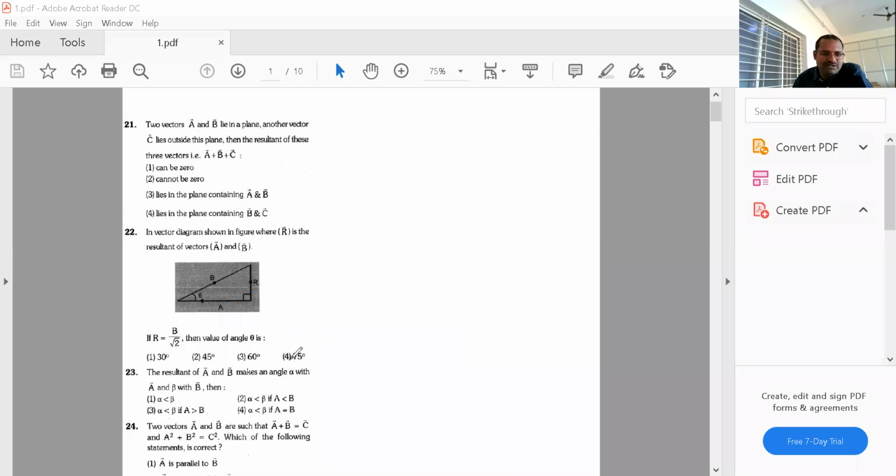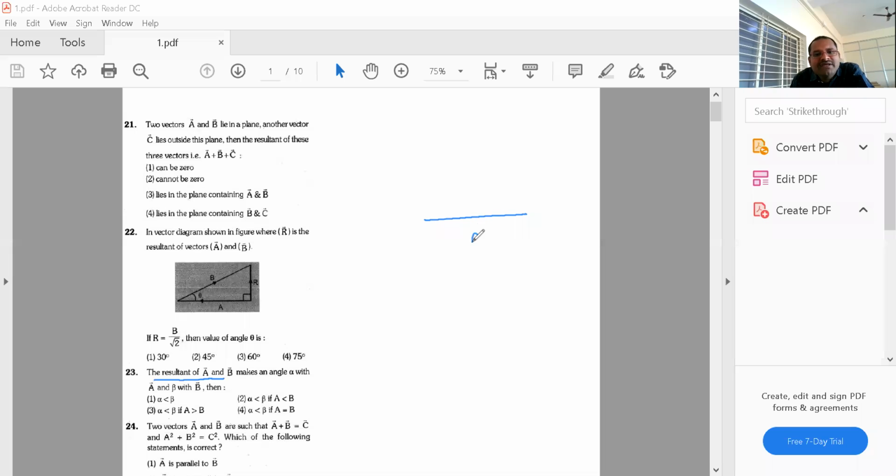Yes. Next, question number 23. They have given that the resultant of A bar and B bar makes an angle alpha with A and beta with B. See, they have given the resultant of A bar and B bar is making angle alpha with A and beta with B. Okay, let us take a parallelogram.